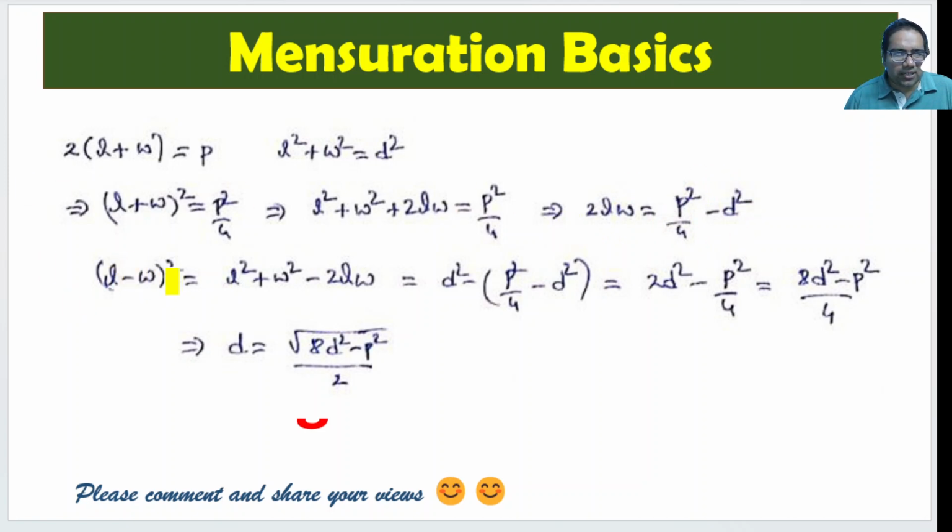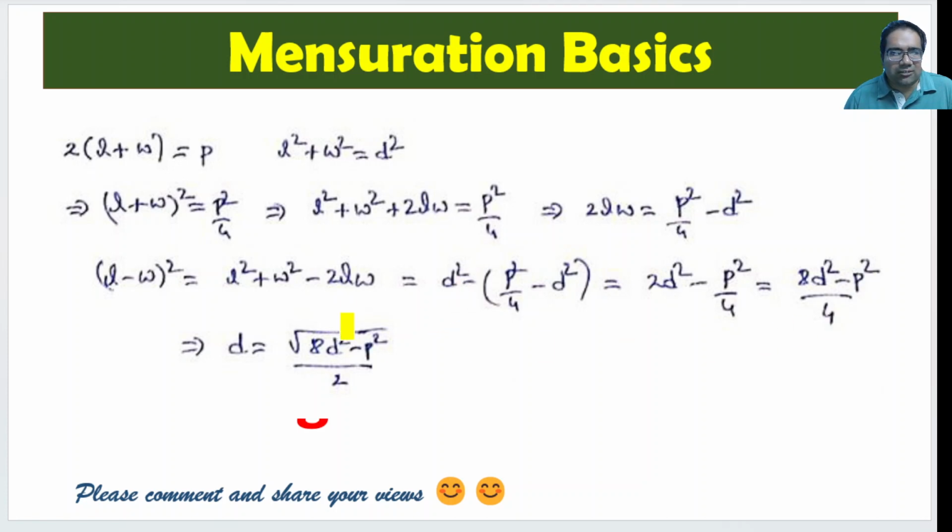Now, what is (L minus W) whole square? Let's do it again, which equals L square plus W square minus 2LW. This 2LW we have already derived in terms of P and D. So L square plus W square is anyway D square. If we replace this 2LW with this one, we get D square minus (P square by 4 minus D square). Let's open this bracket. Then this D square will become positive. D square plus D square, 2D square minus P square by 4. 4 times 2 is 8. 8D square minus P square by 4.